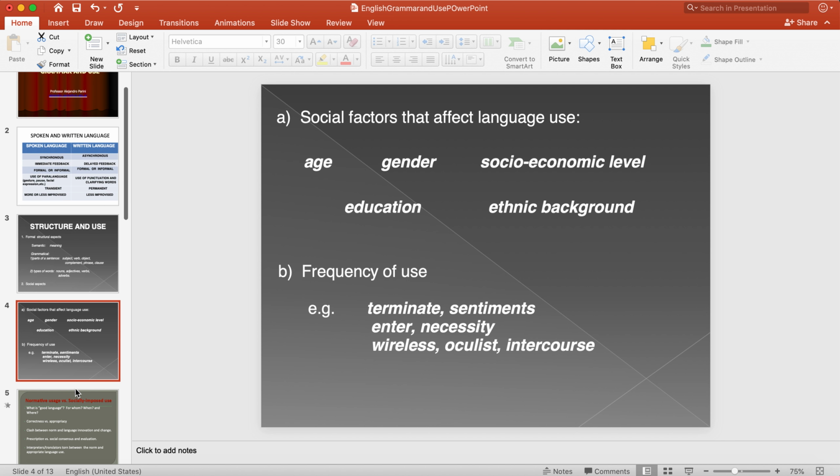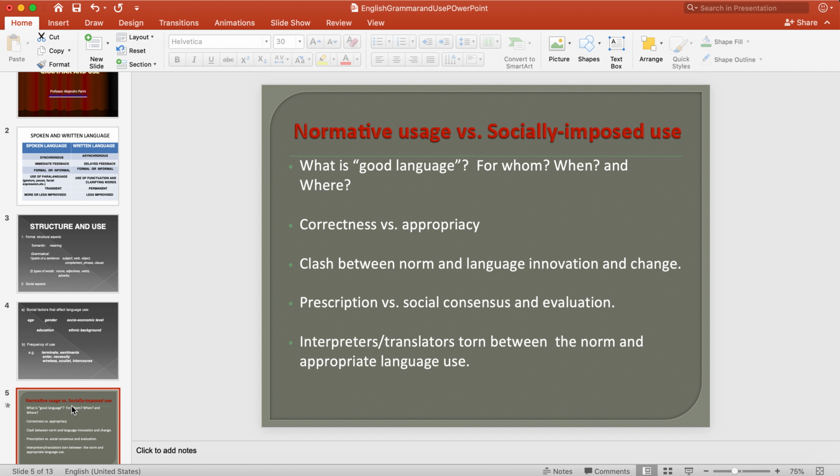So when we're talking about the structure and use, we are obviously torn apart between two camps, if you like, and there are lots of questions that we can ask ourselves. What is good language? For whom, when, and where? So all these questions that we have. I mean, is it educated language? What do we mean by educated language? What is it? Is swearing good language, or is it bad language?